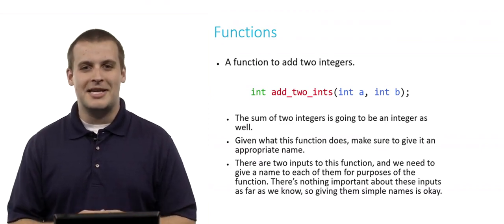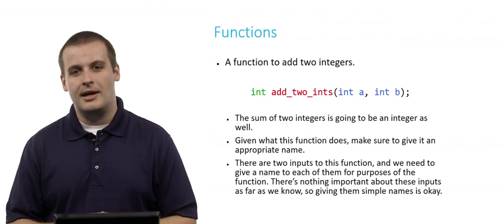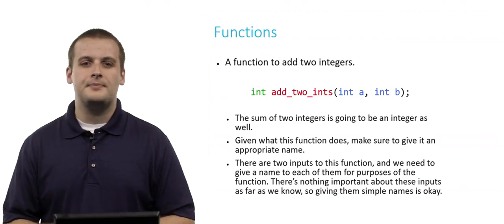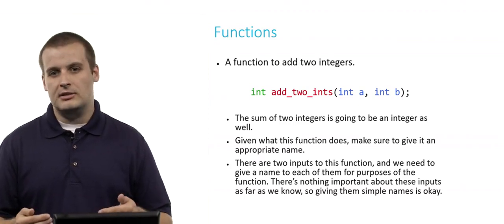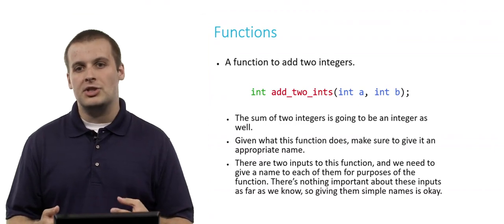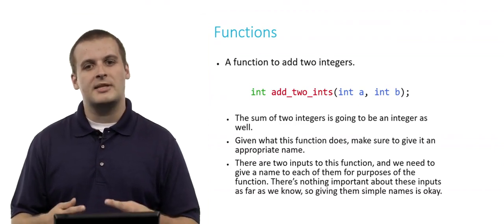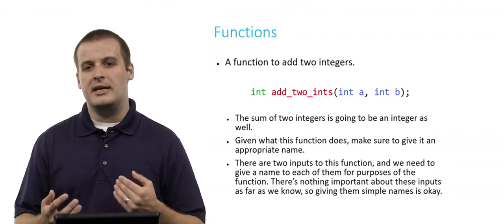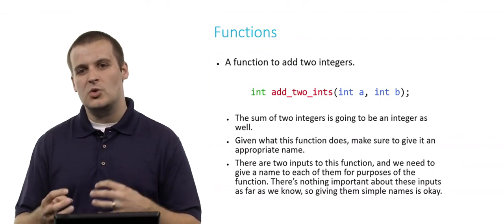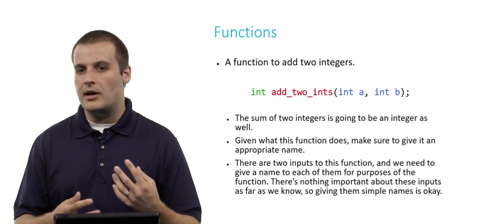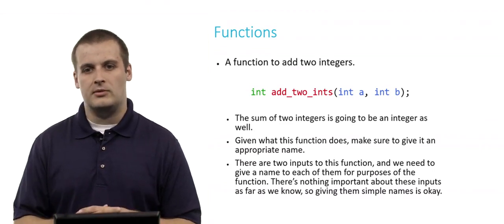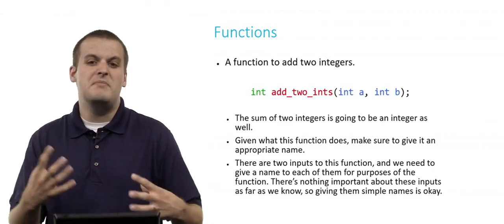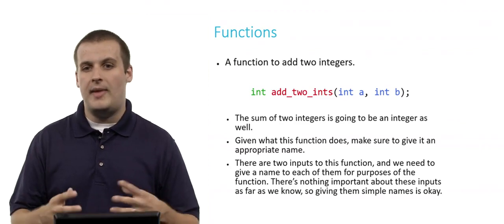But let's just say for the sake of argument that this function is useful, and so we'll call it add 2 ints. Lastly, this function takes 2 inputs, each of which is an integer. So we have this comma-separated list of inputs. Now, we generally want to give a name to each of them so that they can be used within the function. The names aren't terribly important in this case. We don't necessarily have any meaning attached to them. So we can just call them A and B.